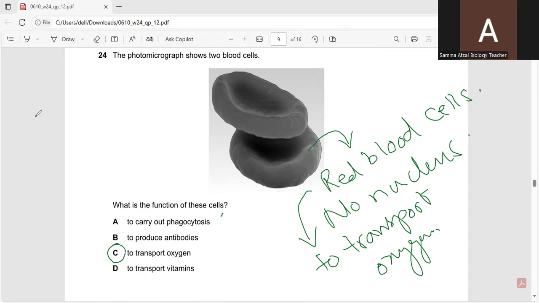To carry out phagocytosis: phagocytosis is the function of white blood cells. To produce antibodies: again, this is the function of white blood cells. To transport vitamins: vitamins are not transported by red blood cells. You can see in this way, the main function of red blood cells is to transport oxygen.